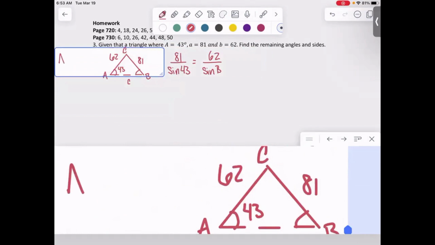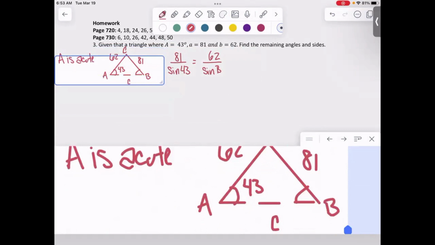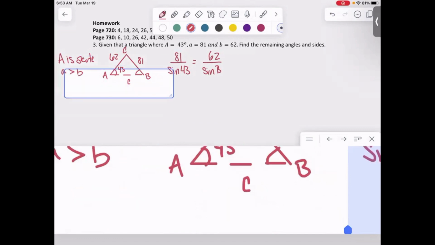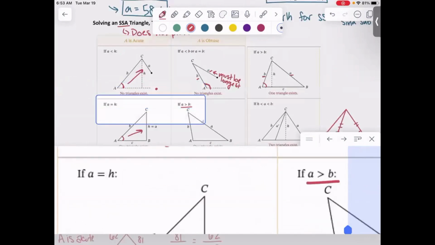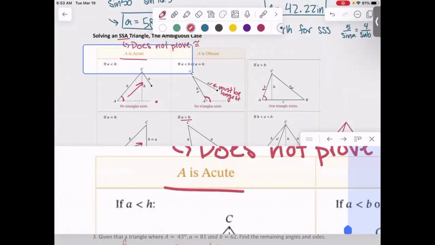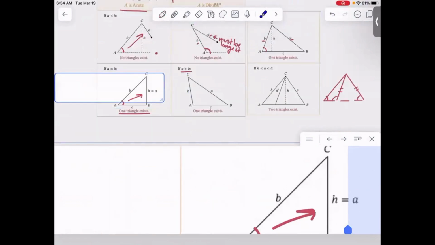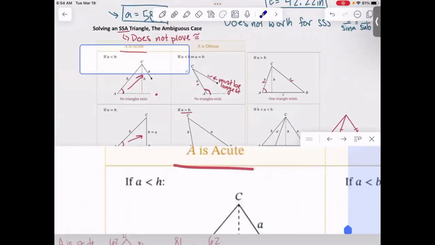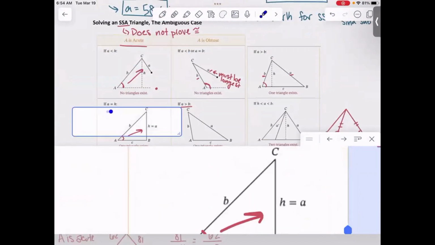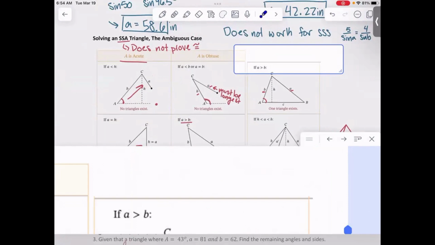So first off, A is acute, so we'll look at the examples where A is acute. Second, side A is greater than side B. So if A is acute and side A is greater than side B, let's look at it. Here we have A is acute. These two are A is acute, but they're comparing A to the height on the left side. Well, I don't know the height of my triangle. So let's compare A to B. These are also A is acute. So maybe I'll write that on the top so you know.